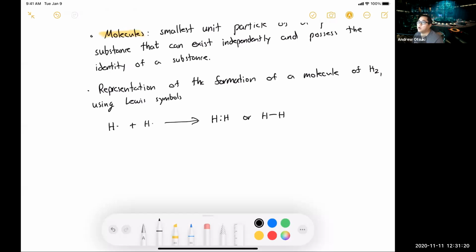So either convention is fine. The one we're most familiar with is the second one, the line representation of a bond, but either notation is fine. Students learn the concept of a bond in different ways, so they're both correct.